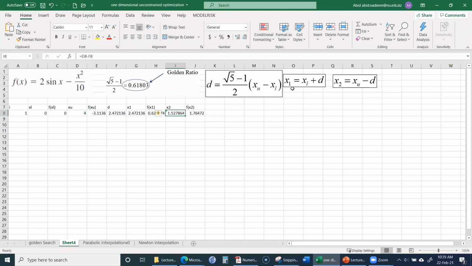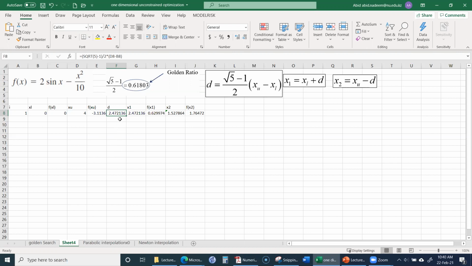So x1 is equal to XL plus D, x2 is equal to XU minus D. Okay, so you have to be very careful. So we have completed this first iteration. After this first iteration, we have found the values of the functions of x1 and x2. Now we can see that this interval D is quite large. So by successive iterations, we have to narrow down this interval.